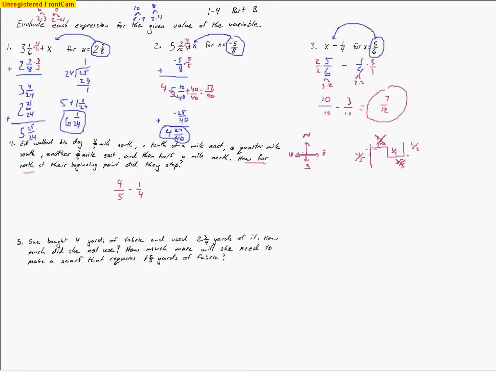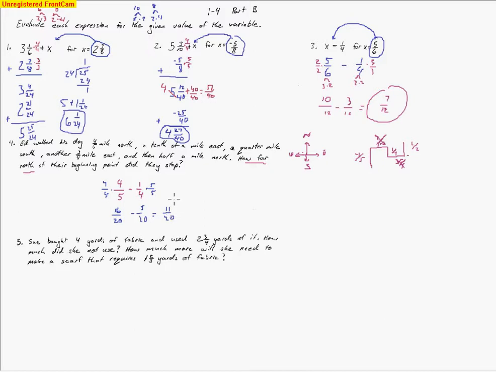He went 4/5 miles north, then he went east, which didn't affect anything, but then he went south. South 1/4 is going to take away from the amount north that he went. So we need to come up with a common denominator. So I need to multiply this one by 4/4, this one by 5/5. Multiply across, I get 16/20 minus 5/20, and that gives me a total of 11/20.